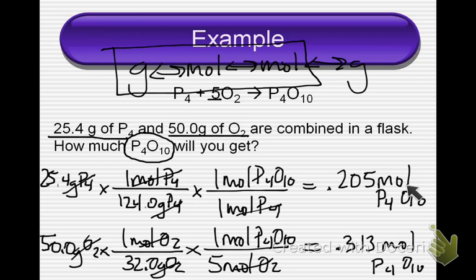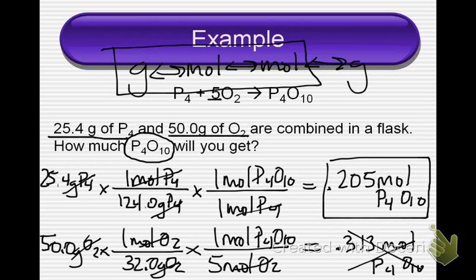So then we need to compare these two numbers, 0.205 and 0.313. With 50 grams of O2, we could produce 0.313 moles of P4O10, and with 25.4 grams of phosphorus, we could make 0.205. So the deal is, if we can only produce 0.205 with this one, that means it will be our limiting reactant, and that's how much we can produce, the smaller number. So we're going to run out of phosphorus before we can get all the way up to 0.313. So this number is useless to us.